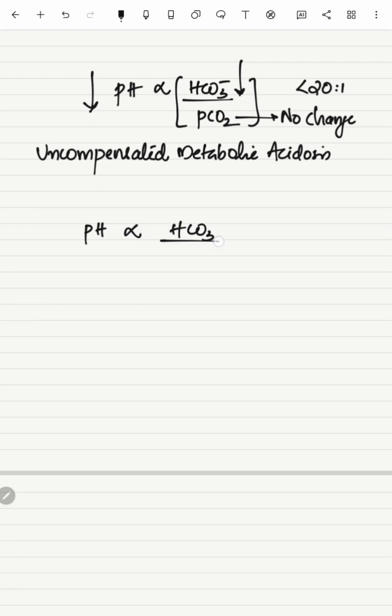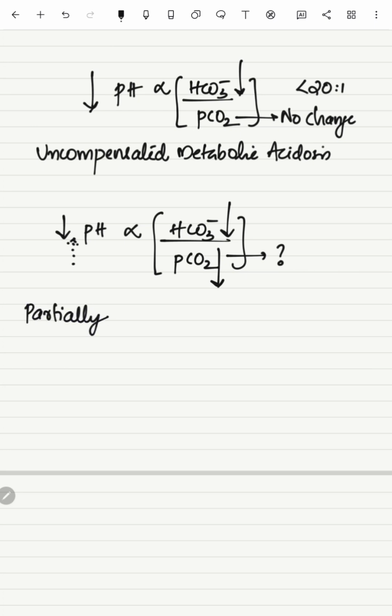Now we are discussing the second type. In this scenario, the lungs came into action. It is trying for a compensation. So what happens? PCO2 is decreased. Then only the pH will go up, normalizing the body's pH. So this type of metabolic acidosis is known as partially compensated metabolic acidosis. Here also the ratio of HCO3 by PCO2 will be less than 20.